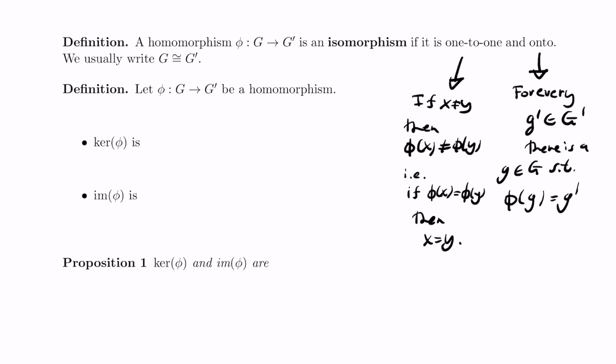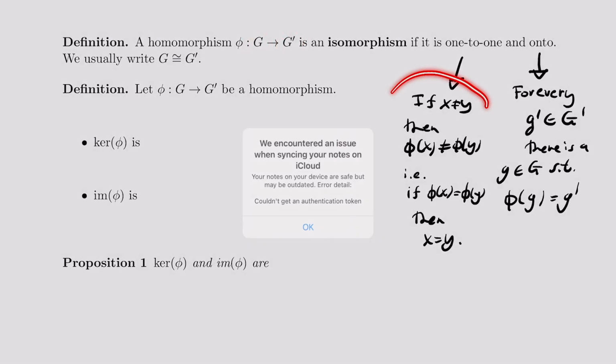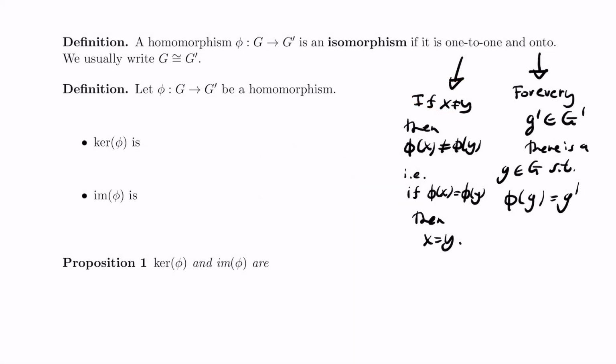Okay, so another way to think about this is there's a nice pairing between G and G prime. They map one to one, right? But then you also hit everything in G prime. So there's a nice pairing between G and G prime itself. And we usually write an isomorphism like this. We say the two groups are isomorphic.